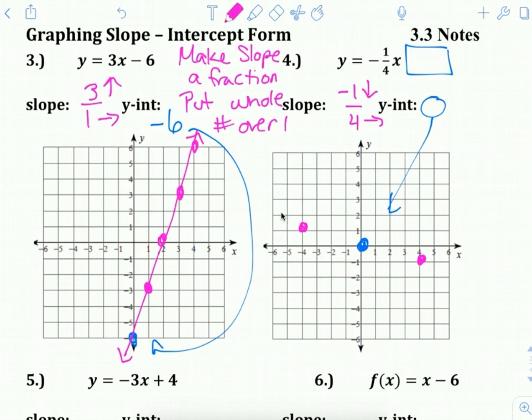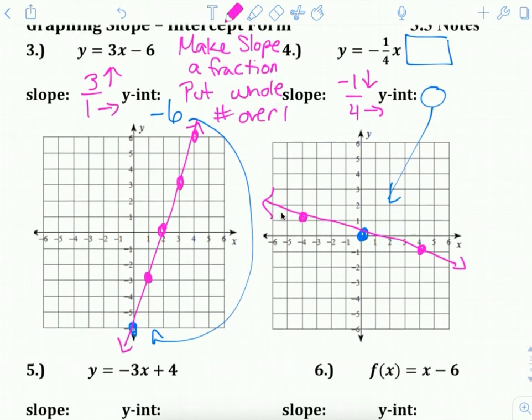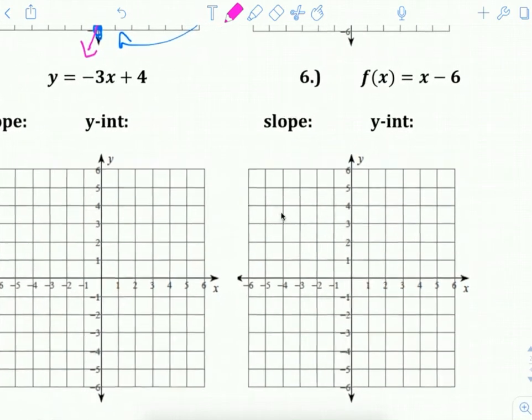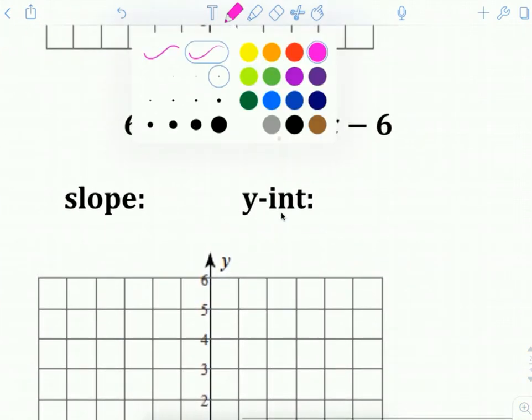Okay? We're going to go ahead and connect our lines. Make sure that it doesn't look like this. Make sure that the line goes all the way across and that you have arrows on both sides. Okay? We're going to do 3 more questions. So we're actually going to skip number 5 and do number 6.